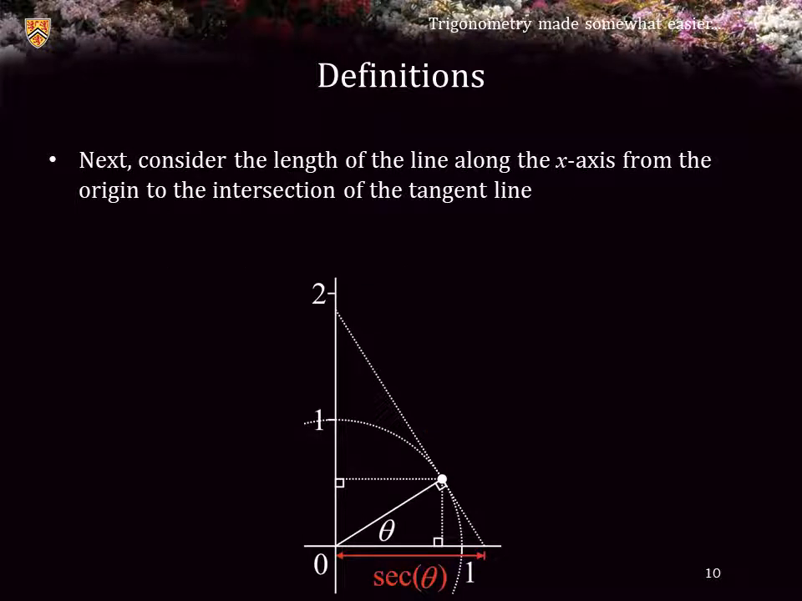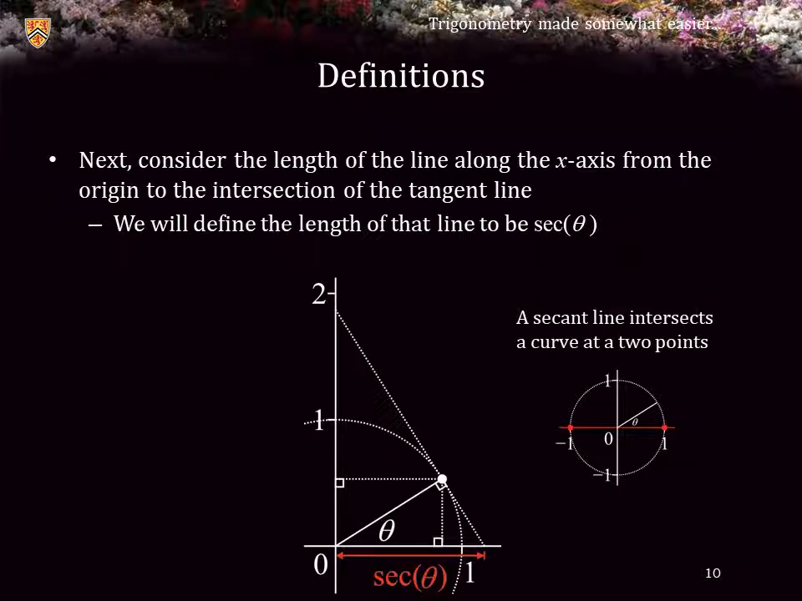Next, consider the length of the line along the x-axis from the origin up until the intersection of that tangent line. We will define the length of that line to be secant of theta. Now, recall that a secant line intersects a curve at 2 points, unlike a tangent line which only touches a curve at a single point.